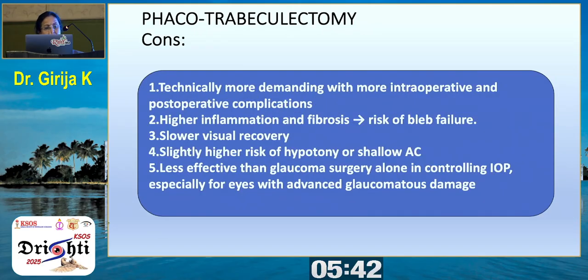But technically this is more demanding, with more intra and postoperative complications. There is higher inflammation, slower visual recovery, and there may be postoperative complications like hypotony, shallow AC, etc. And this phacotrabeculectomy is less effective in controlling IOP than trabeculectomy.